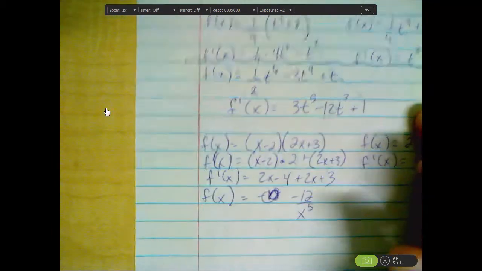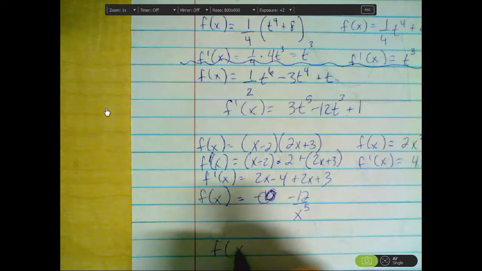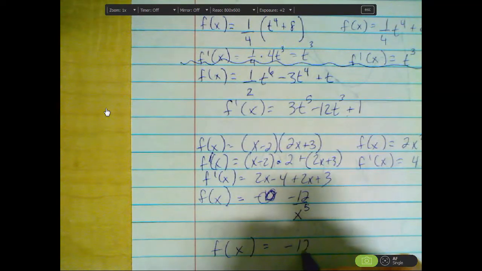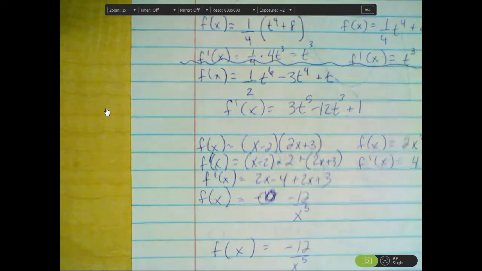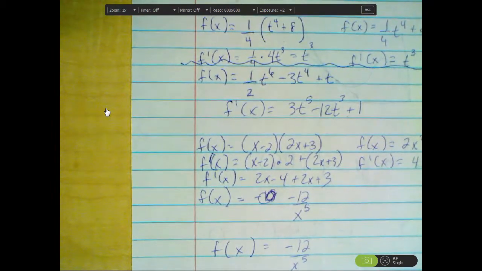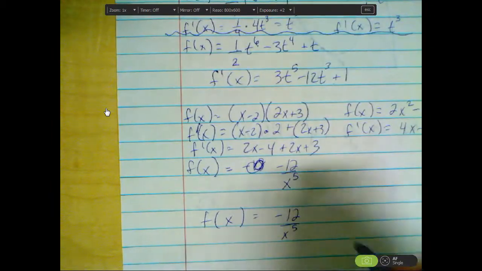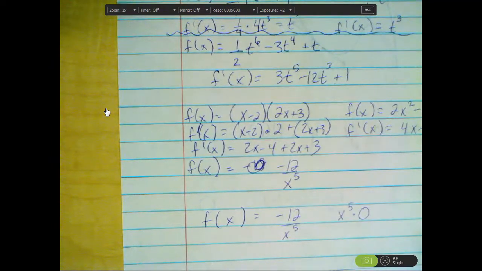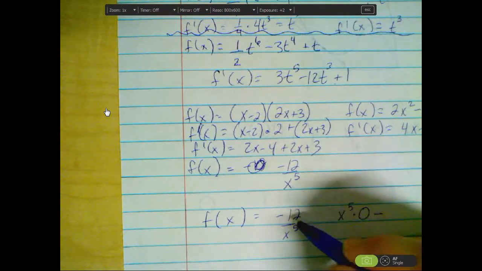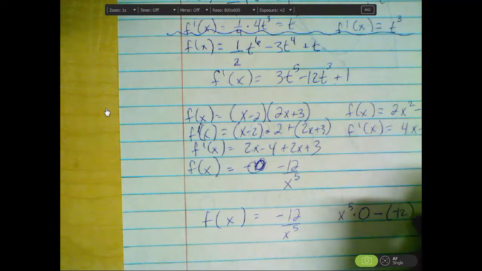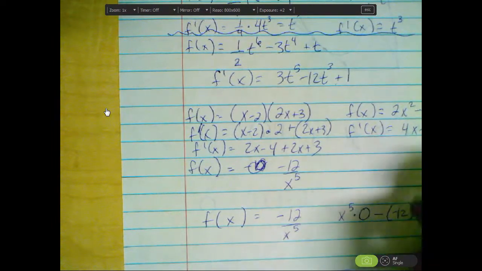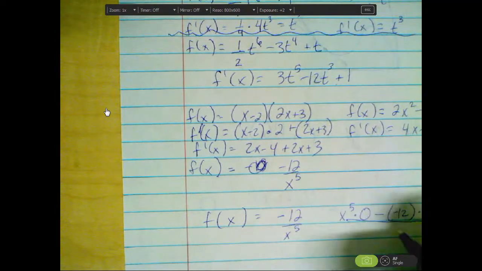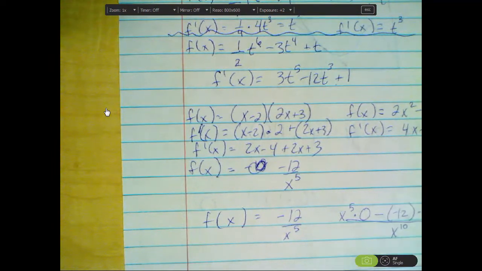Now this one, this is our last example, because you're just going to practice a ton of these. Let's use the quotient rule. Quotient rule says bottom times derivative of the top, 0, minus top, which is -12, times derivative of the bottom, 5x to the 4th, all over the bottom squared, which is x to the 10th.